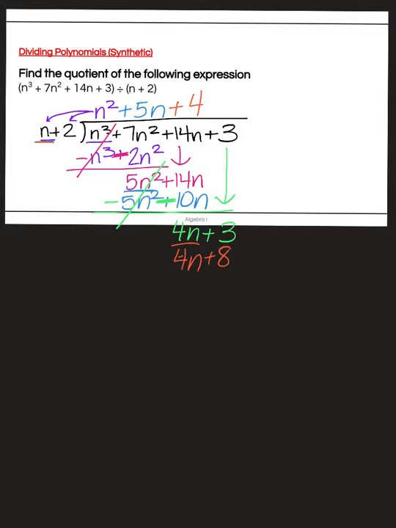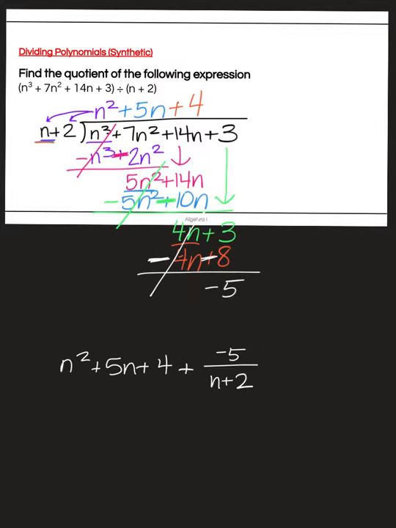I'm going to then change my signs to represent subtraction. So this is minus and this is minus. So 4n minus 4n is 0, and 3 minus 8 is negative 5. So negative 5 is my remainder. So my solution, or my quotient, is n squared plus 5n plus 4 plus negative 5 divided by n plus 2. And yes, it is going to be a plus right here because your remainder is always added. So plus, and then the 5 is going to stay negative. And that's what your quotient would look like.